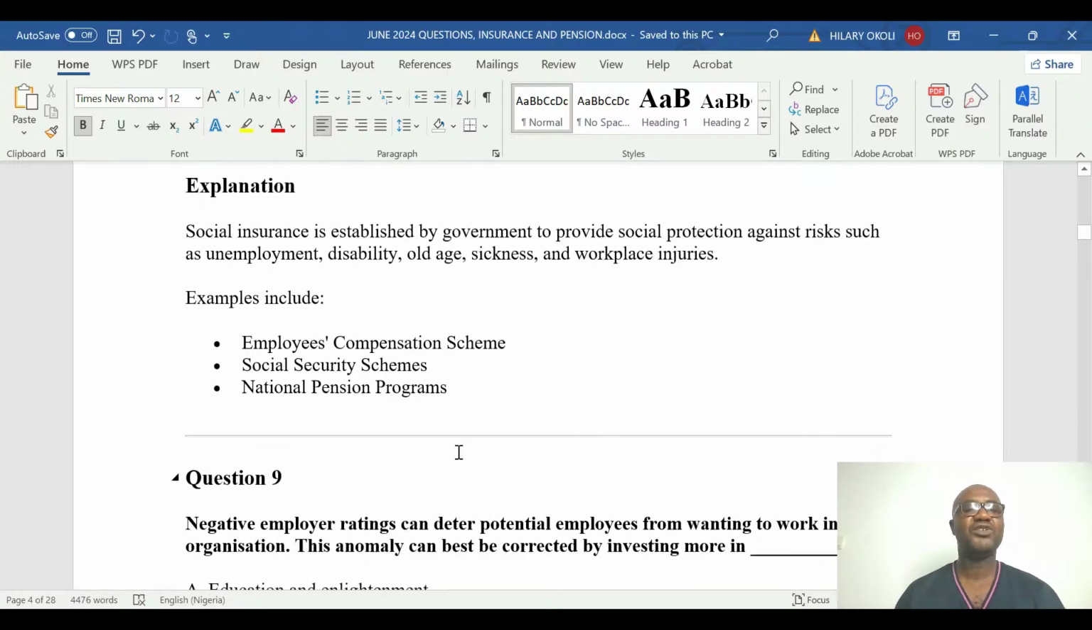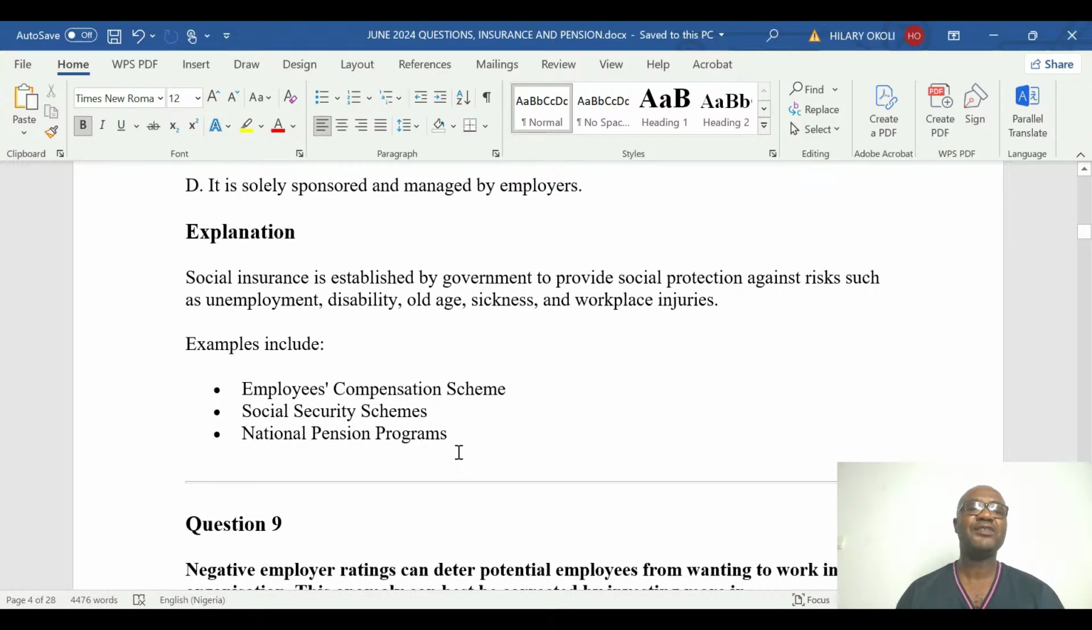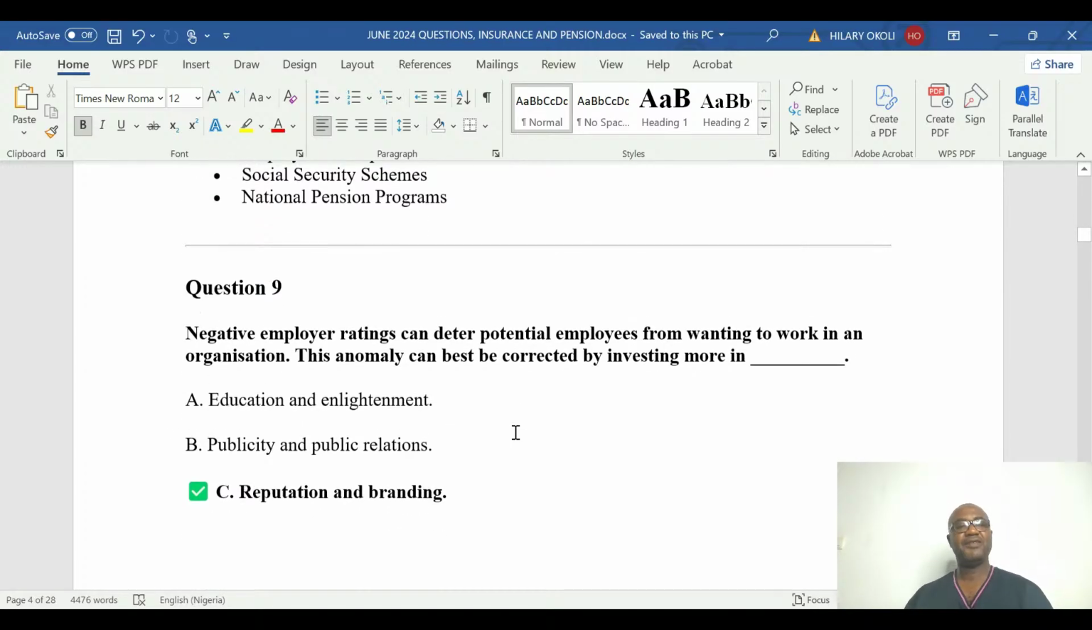I'll explain what social insurance is. Let us reiterate again. Social insurance is established by government to provide social protection against risks such as unemployment, disability, or old age related issues, sickness, and workplace injury. Examples of such social insurance schemes we have highlighted are our National Pension Program, Social Security Scheme, and the Employee Compensation Scheme. Okay, let's navigate downwards.